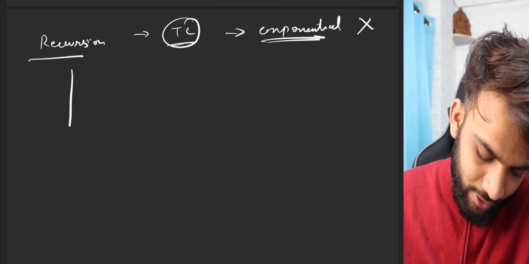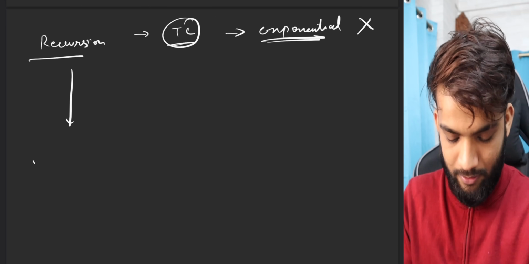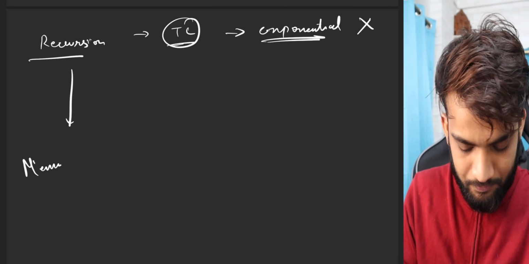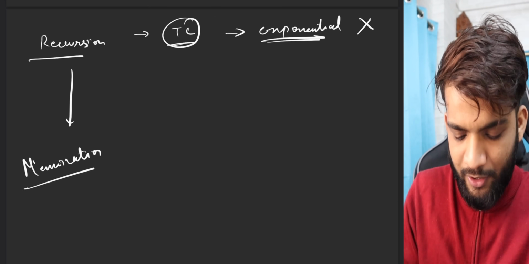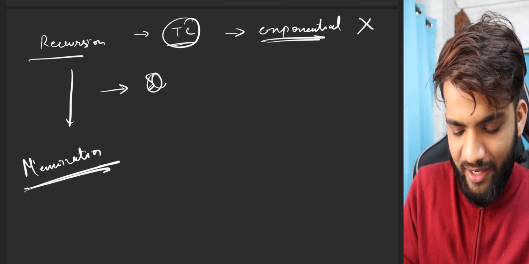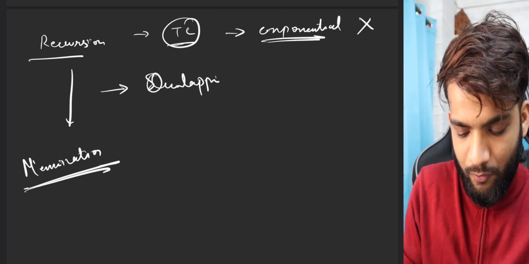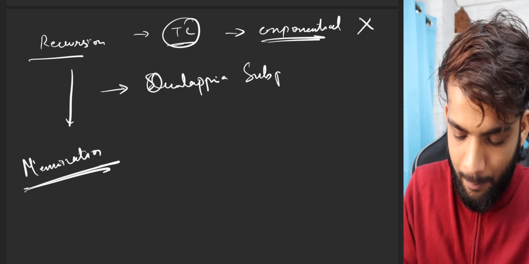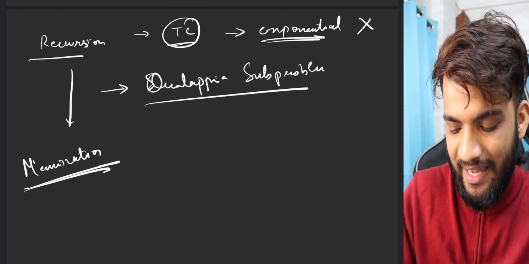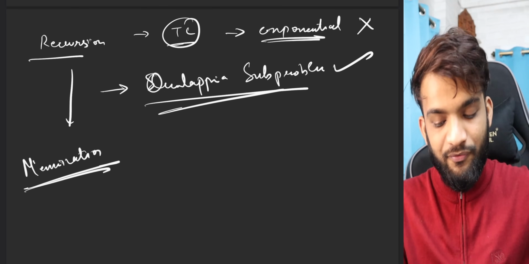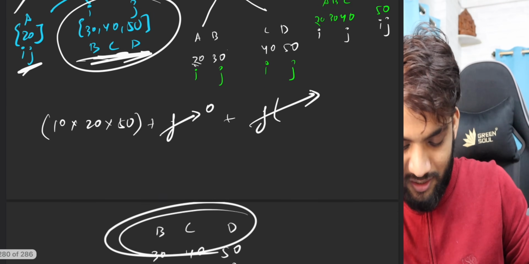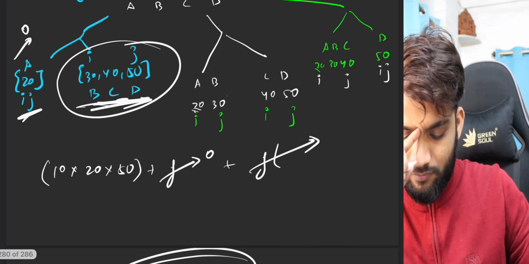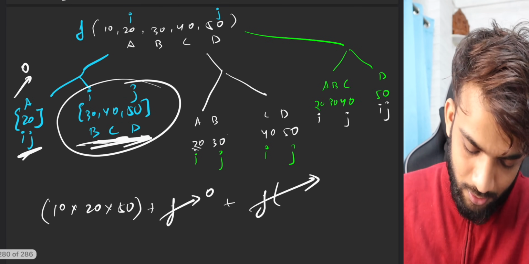How do you convert a recursion into something better? That's memoization. And I've already told you, if overlapping subproblems exist, you can convert this into memoization. Let's see if they do exist. Let's come back to the recursion tree.